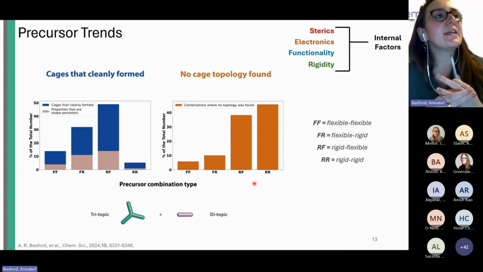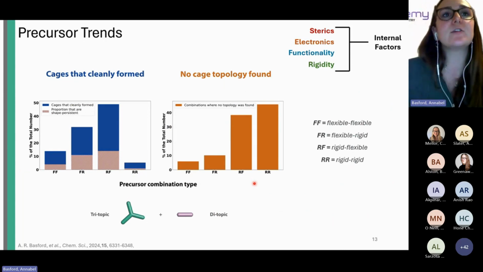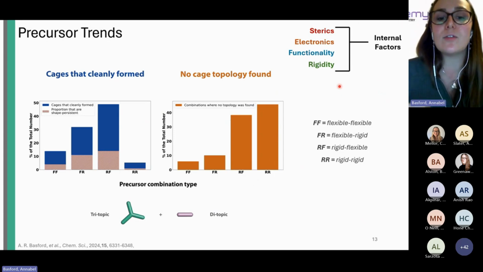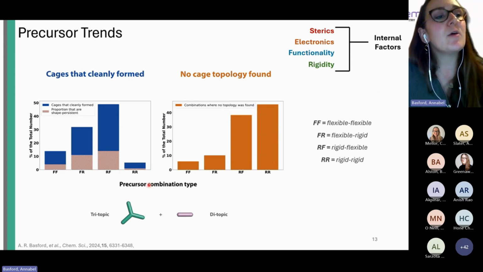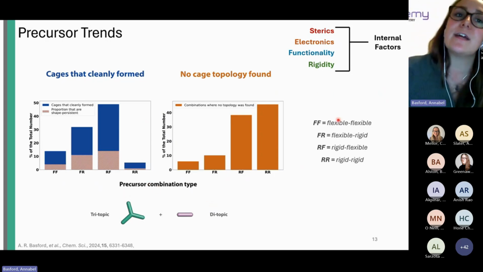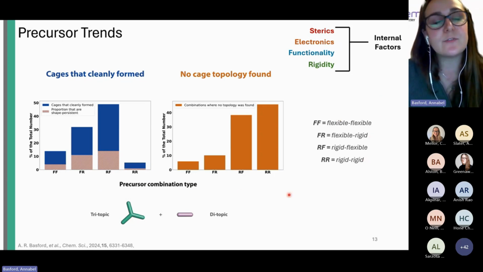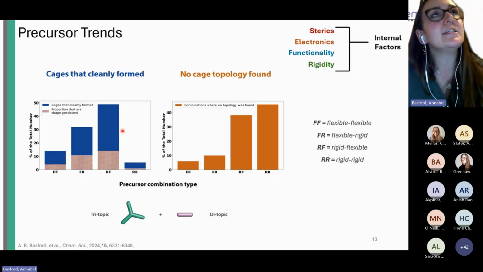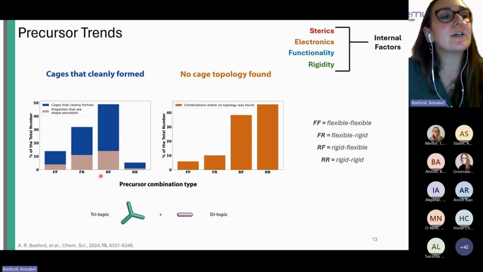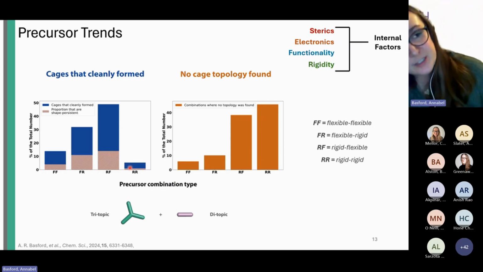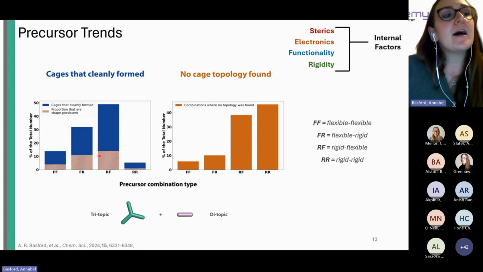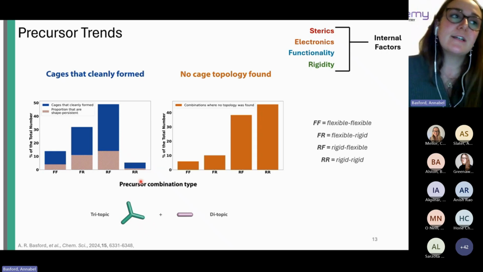So now we can start picking out different precursor trends, so we can elucidate our structure-property relationships and assess what our internal factors are on the outcome of the reactions. And when we allocate a label to both our tritopic and ditopic precursors as either flexible or rigid, or various combinations of all, if we look at cases where cages cleanly formed, so all blue, past everything, we can see that a rigid tritopic precursor and a flexible ditopic precursor resulted in the most amount of this outcome. Whereas the least amount was a rigid precursor.